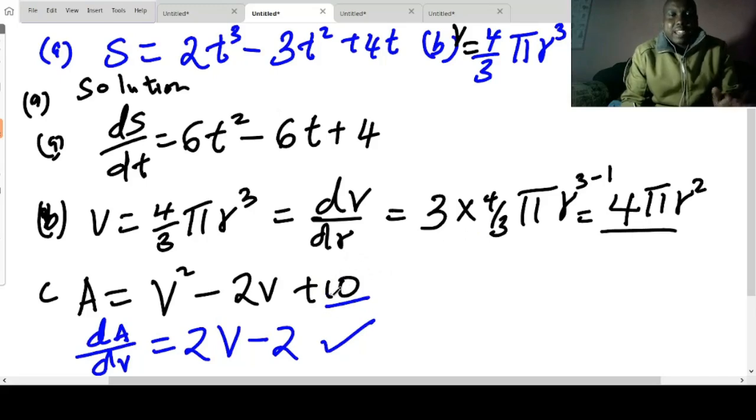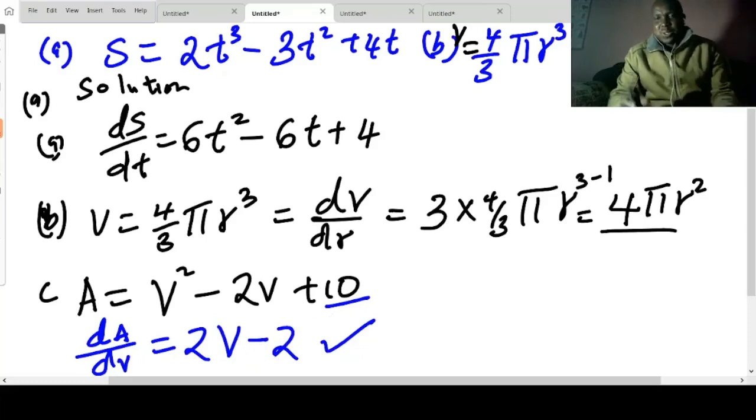If there is a term which has no v, because here we are using v, like 10, it has no v, it is as good as 0, so we don't even consider that during differentiation. So the gradient function here is 2v minus 2, as simple as that.